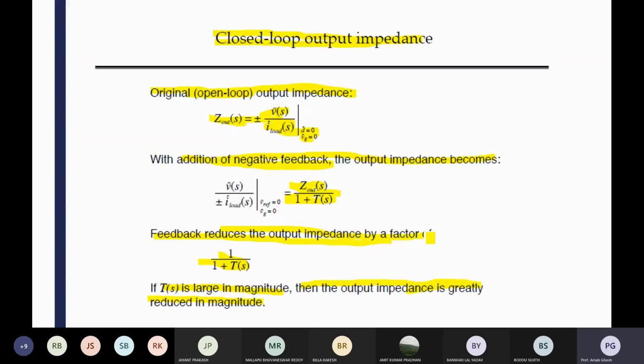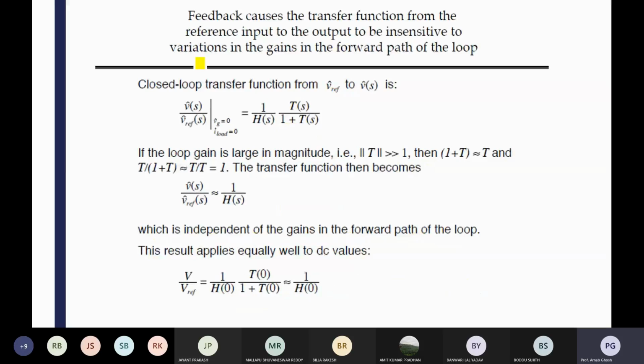Now you can say that feedback causes the transfer function from the reference input to the output to be insensitive to variation of the gain of the forward path. Why? The closed-loop transfer function from V_ref to V is output by reference value. It comes as 1 by H(s) into T(s) by 1 plus T(s). If T(s) is high, that ratio is more or less 1, so it totally depends upon your sensor gain. H(s) means your sensor gain.